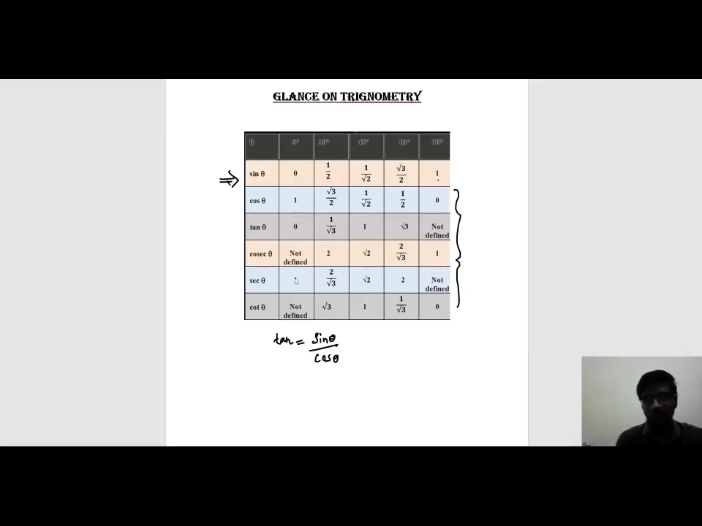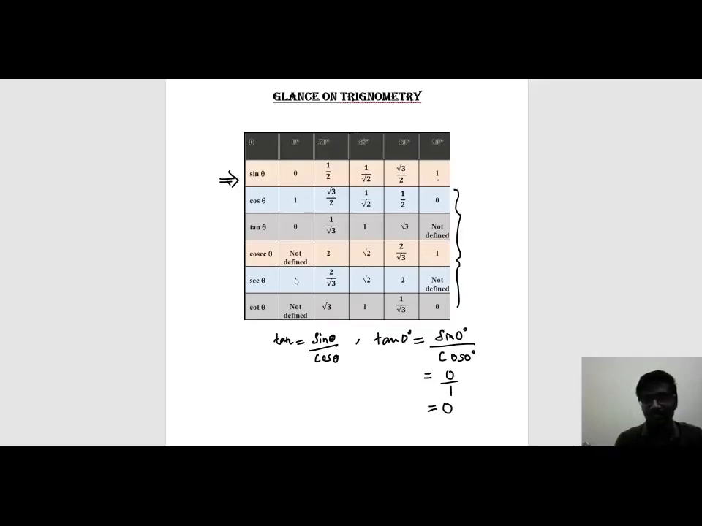If you see tan 0, what is it? Tan 0 degree will be equal to sine 0 degree divided by cos 0 degree, right? What is sine 0 degree? It is 0 divided by 1. So you will get 0. Similarly, you can obtain the other values. 1 by 2 divided by root 3 by 2 is 1 by root 3. Similarly, you can get the other values.